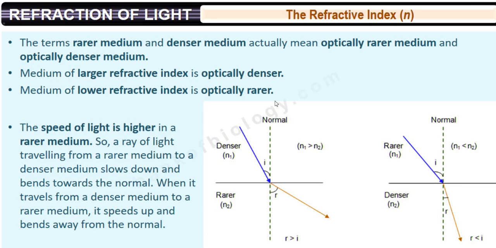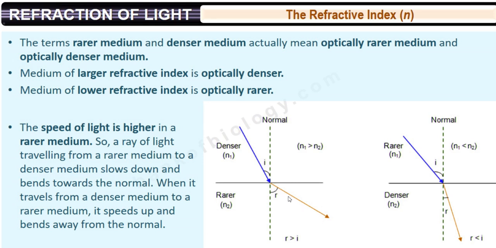So the speed of light is higher in a rarer medium. Why? When the medium is rare, we can imagine that fewer people are there, so it will be easy for someone to run in a less crowded place. But if that place is jam packed with people, denser, it will be a little difficult. Same concept we apply here: the speed of light is higher in a rarer medium. So obviously light will get a lot of space, and it will easily run.